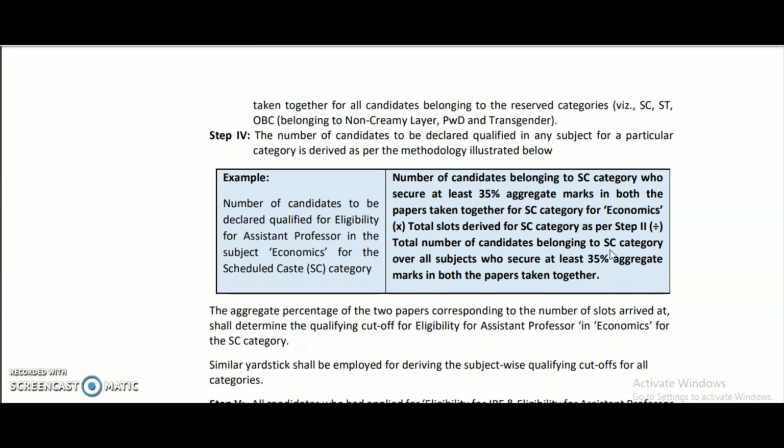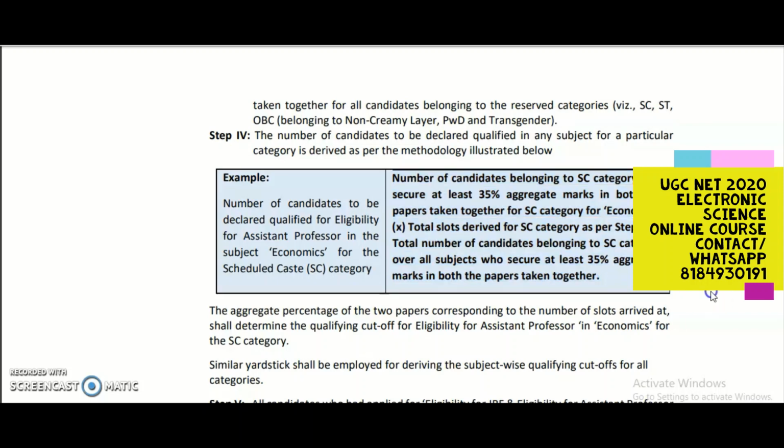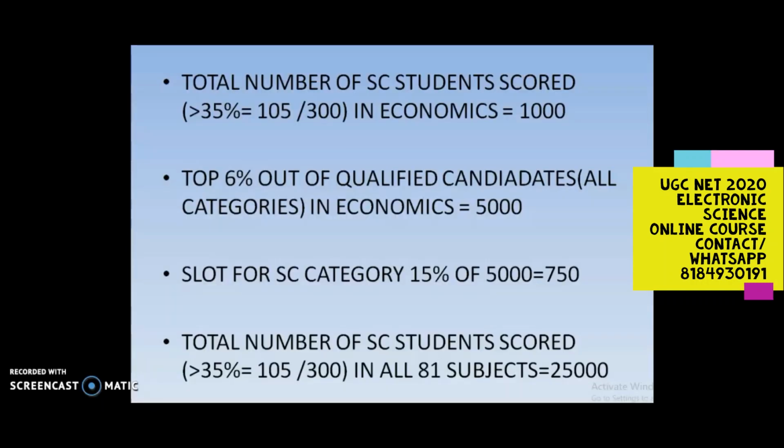And coming to step 4, the number of candidates to be declared qualified for the eligibility for assistant professor in the subject economics for the scheduled SC category. Here one example is given. Based upon this example, they have given one formula, the number of candidates belonging to the category. So here I am going to elaborate this example clearly. The same example I am taking for the scheduled caste category for economics, and how this formula can be applied. Coming to this example, the first point is, it's an example.